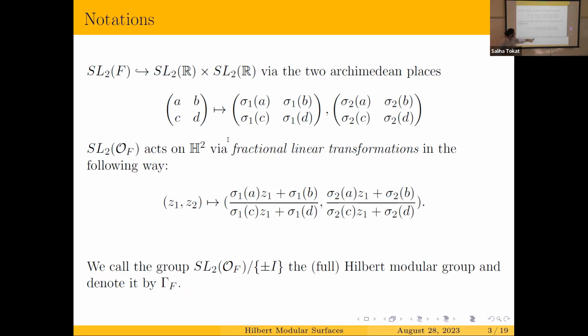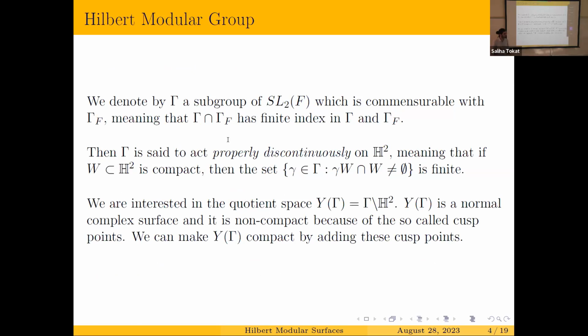We call this group SL2OF the full Hilbert modular group. I take here the quotient with the group of order 2, plus and minus the identity matrix. This is not necessary, but the image of any element is the same under the matrix and its additive inverse, so it reduces the group, makes it smaller, but it's not too important. And that group was the full Hilbert modular group.